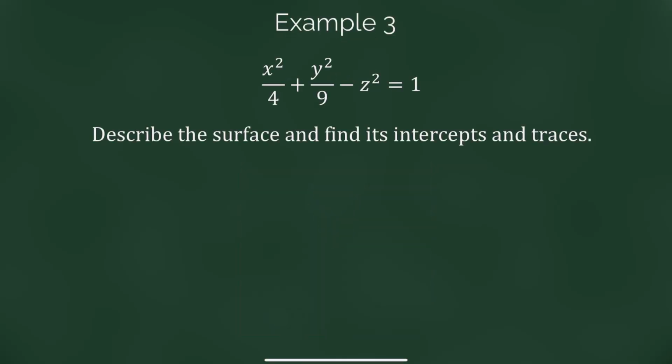All right, for this one, we have everything squared, but we have one negative sign with two key important things here. We have one negative sign, and we also have this thing equaling 1. So in that case, this is going to be a hyperboloid of 1 sheet. Okay, so let's do our intercepts.